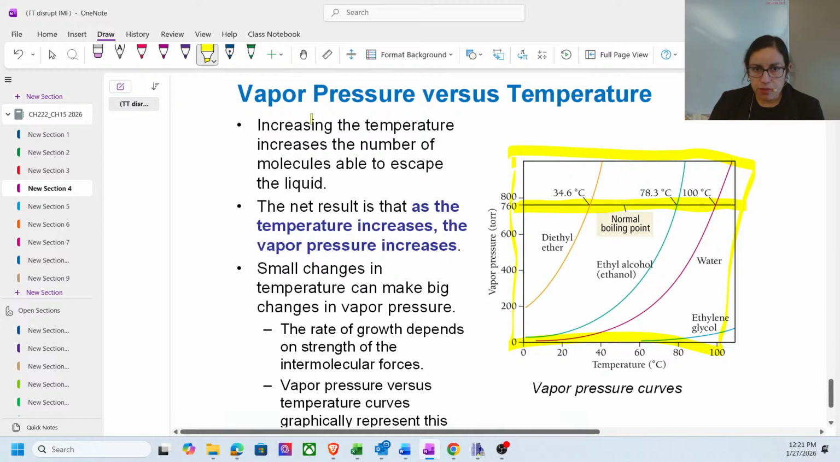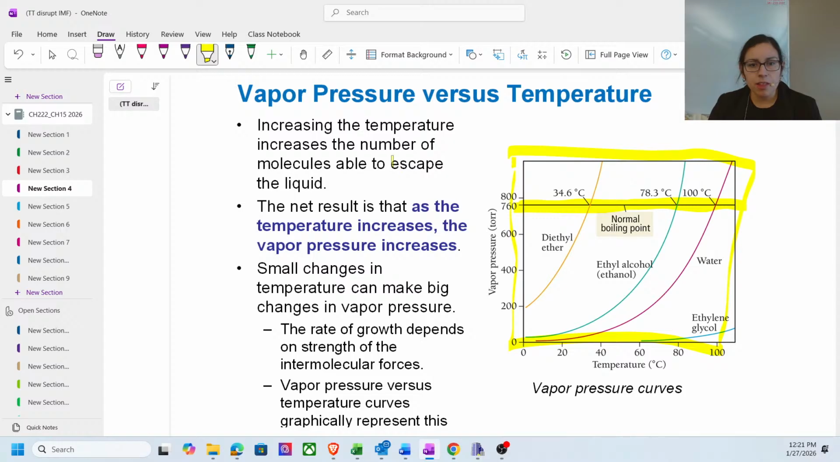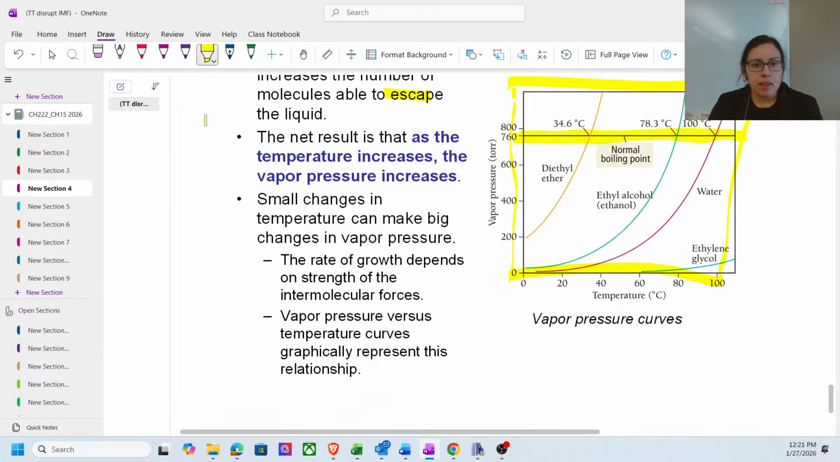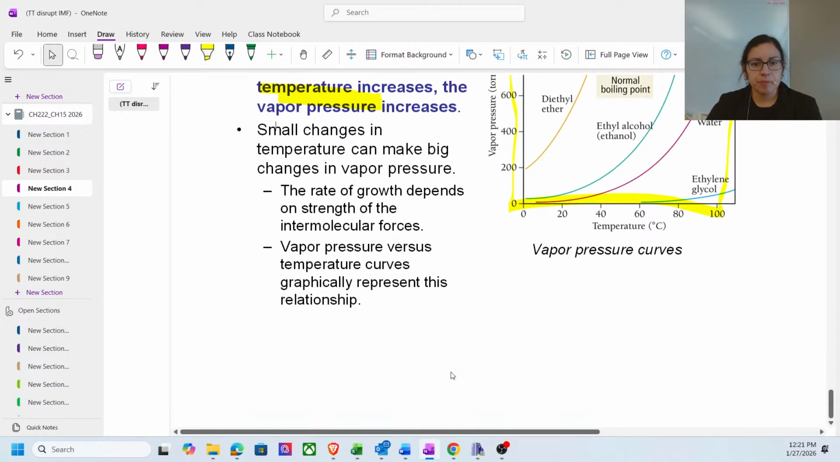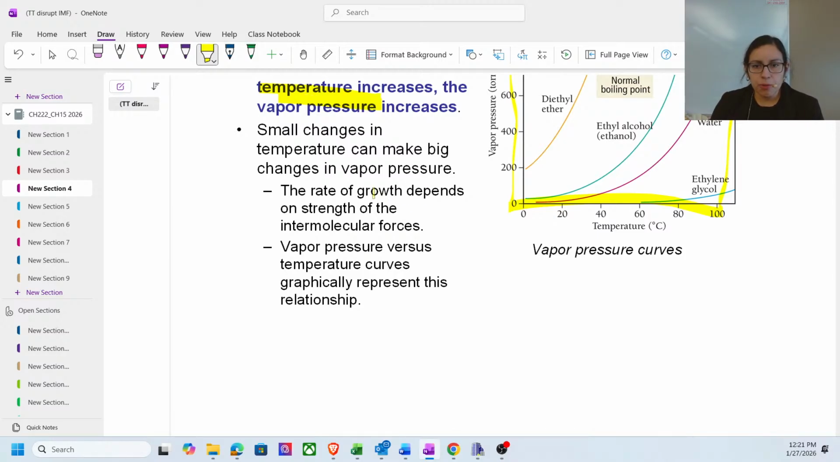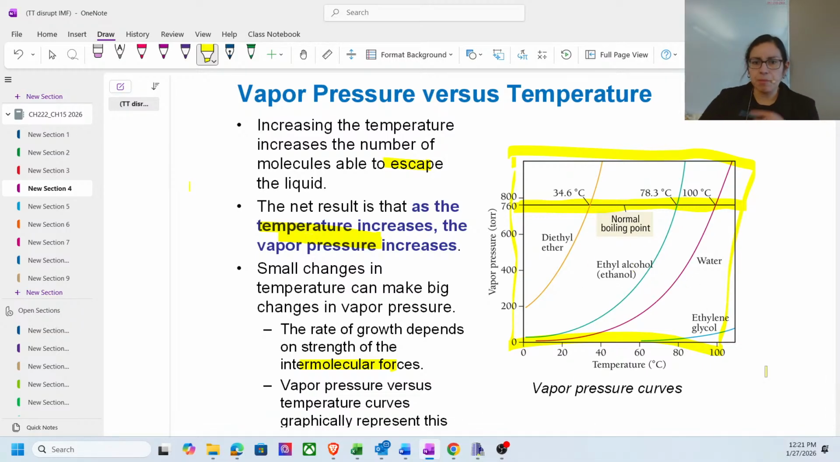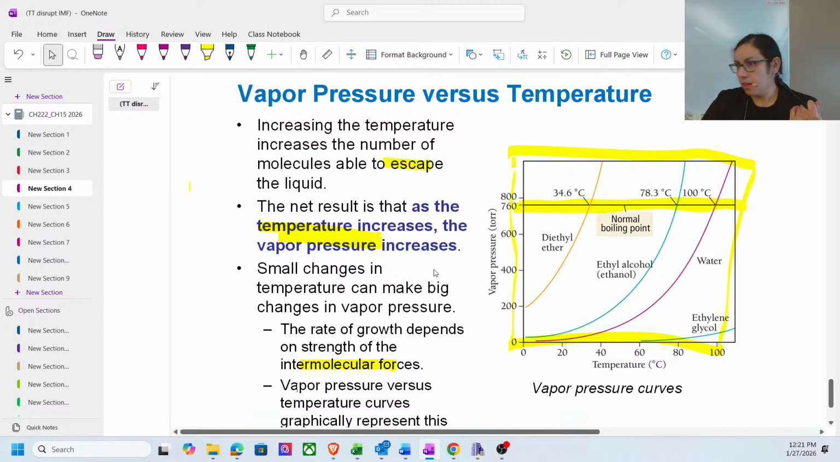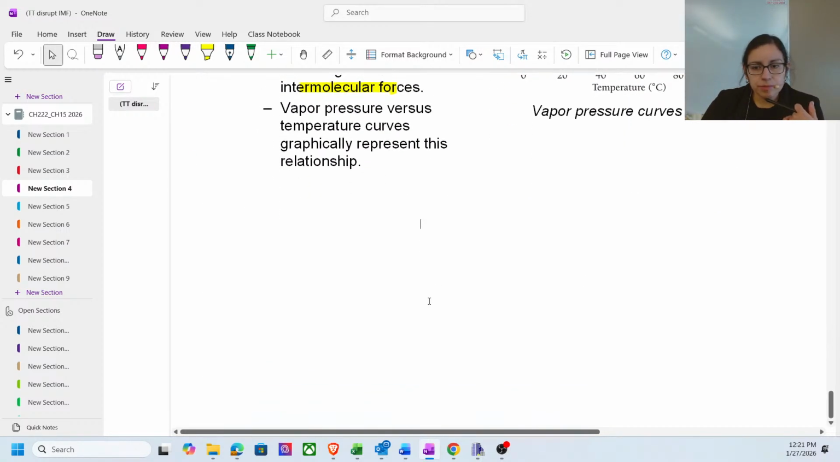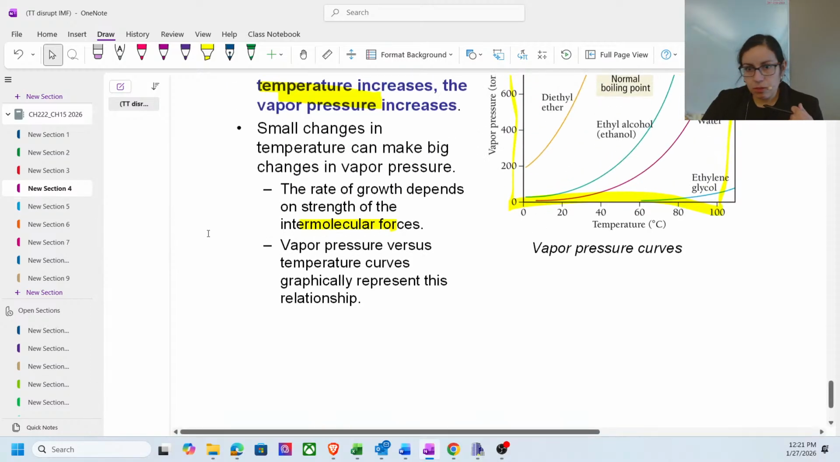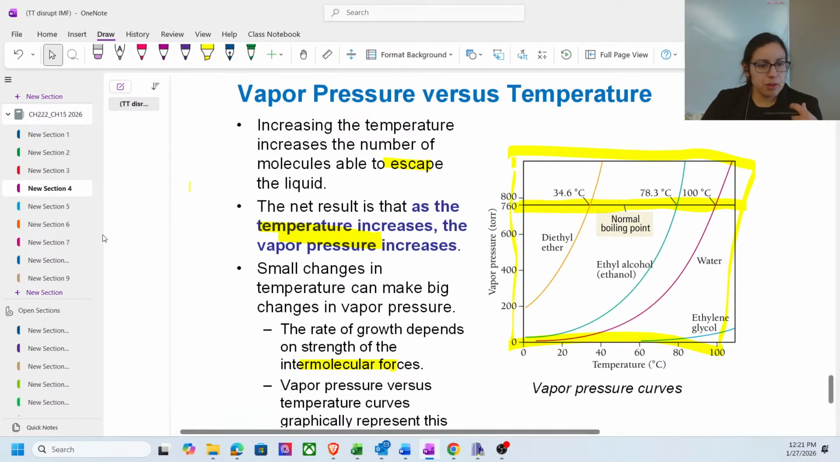And then again, as we increase the temperature, giving our molecules more kinetic energy, that gives them the proper escape velocity. So temperature increases, which means our vapor pressure increases. And our rate of growth depends on our intermolecular forces. So you would have to look up your vapor pressure curve for any substance. I'm not sure if any of these are mapped mathematically. Questions so far? Don't want to zoom too fast.